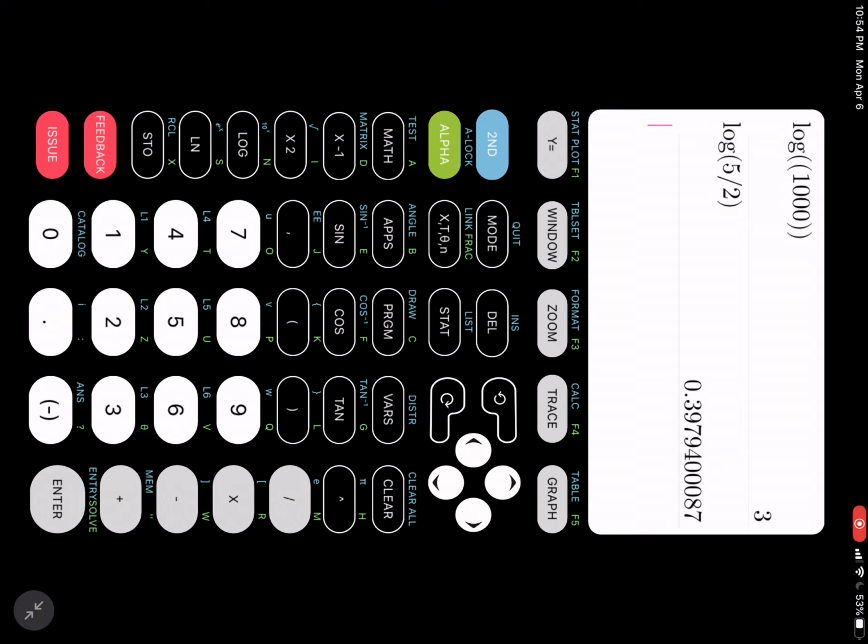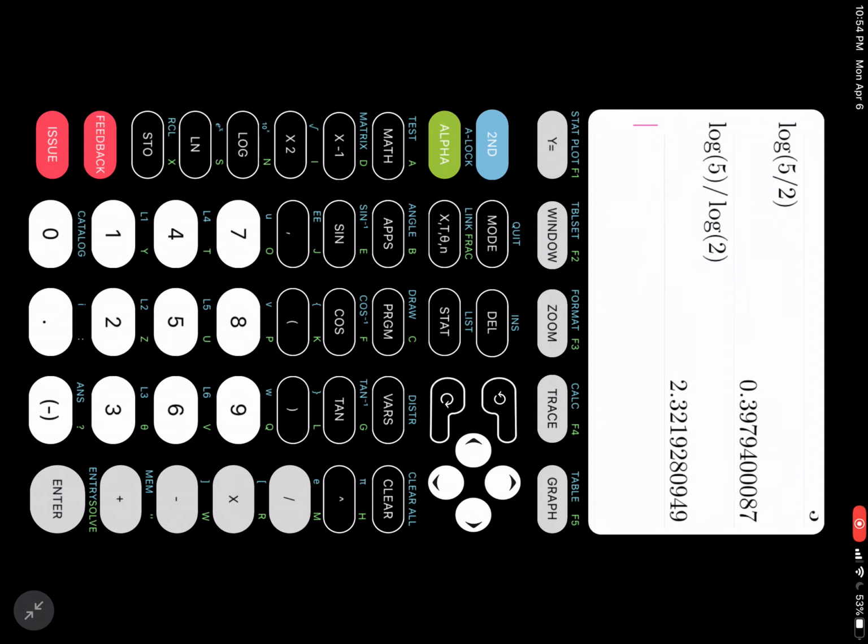Looking at part C, we have log of 5 divided by log of 2. So here's where you really need to be careful. We have log of 5, and it automatically opens the parentheses. So you want to make sure you either close them or get out of the parentheses before you divide by log of 2. And that gives you the answer, 2.3219. If you're struggling with getting that correct, make sure that you are sending me an email so I can help you or attend an office hour.